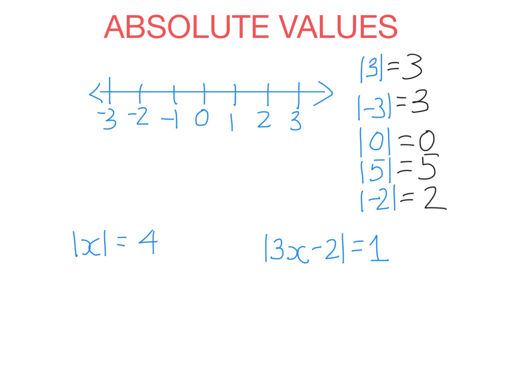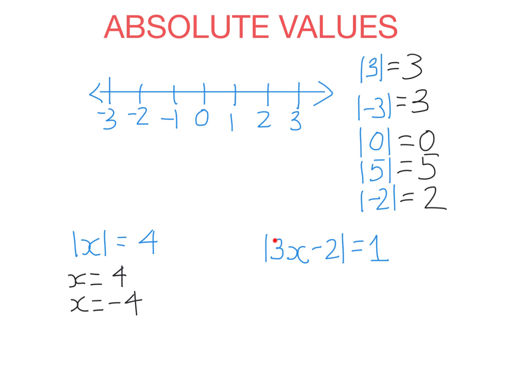So how would we solve equations like this? If the absolute value of x equals 4, there are two solutions. We can either have x is 4 or x equals -4. If you take the absolute value of 4, you get 4. If you take the absolute value of -4, you also get 4. So this absolute value is a function. It has one input and it yields one output.